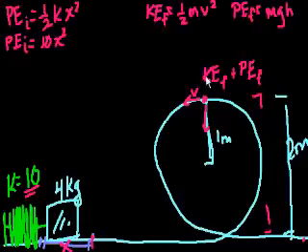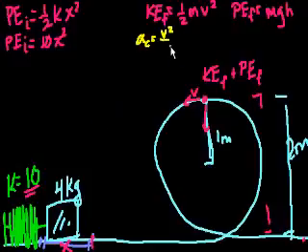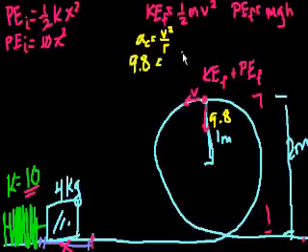Anyway, so let's figure out the kinetic energy at this point. So what does the velocity have to be? Well, we have to figure out what the centripetal acceleration is. Given that, we can figure out the velocity, because we know that the centripetal acceleration has to be the velocity squared over the radius, right? And what is the centripetal acceleration at this point? Well, it's just the acceleration of gravity, 9.8 meters per second squared. So 9.8 meters per second squared is equal to v squared over r.